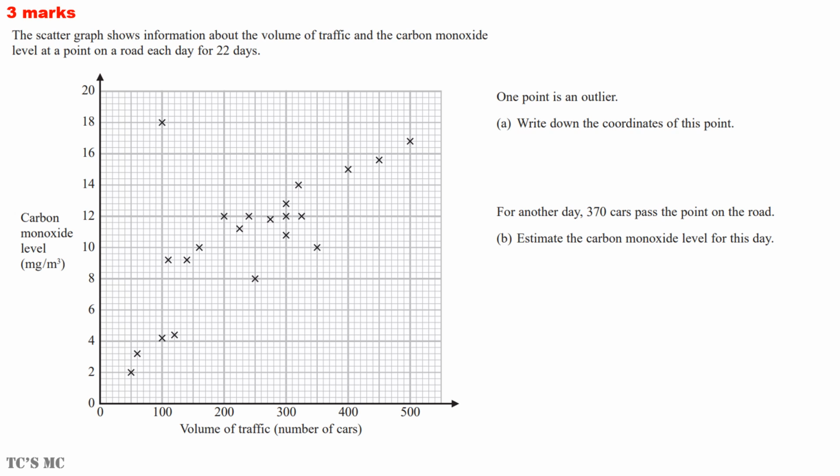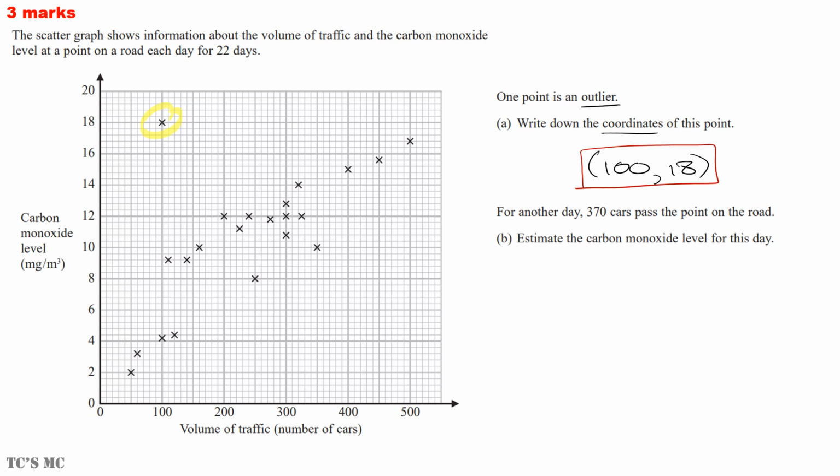The scatter graph shows information about the volume of traffic and the carbon monoxide level at a point on a road each day for 22 days. One point is an outlier. Part A. Write down the coordinates of this point. The outlier is this one over here. It is far away from the general trend of this graph. The coordinates are 100, 18, and that is all we need to write for 1 mark in Part A.